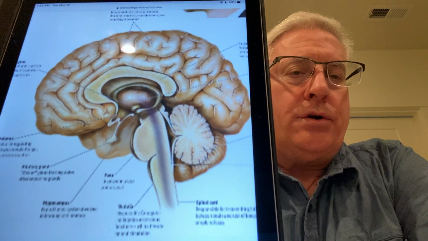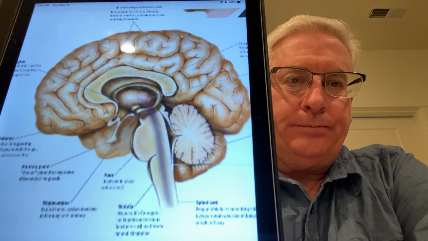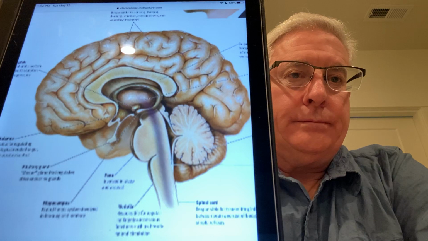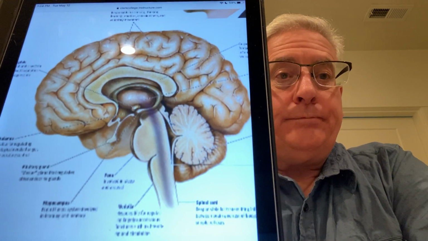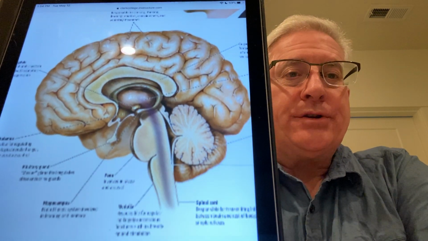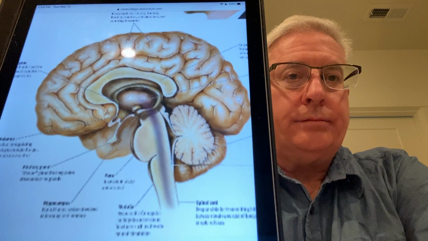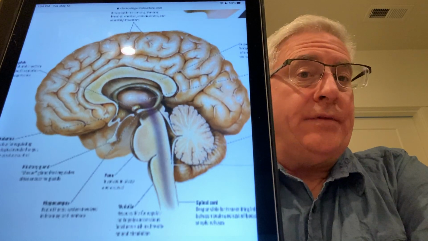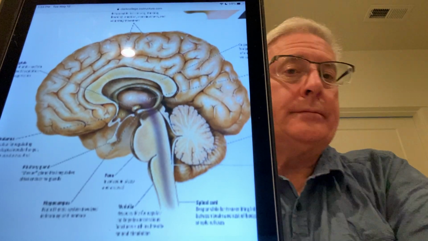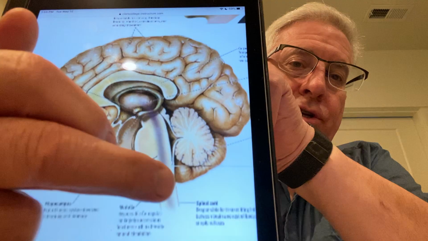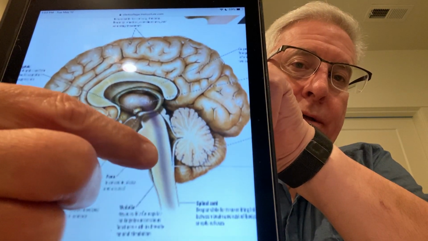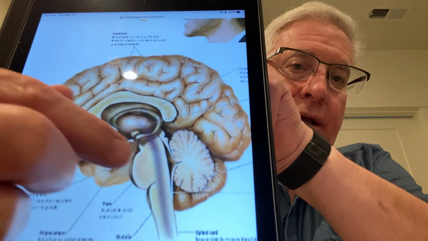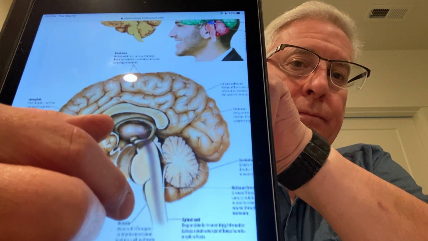Now, the medulla doesn't determine how fast that will happen, whether it's a rapid heartbeat or rapid breathing. But it does actually send the stimulus that causes you to be alive in this very moment. This next structure above the medulla, the kind of bulbous thing that sticks out right here, that is the pons.